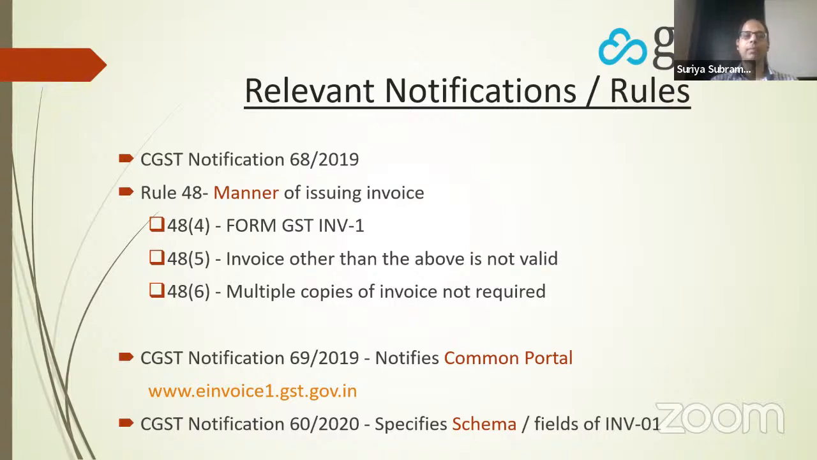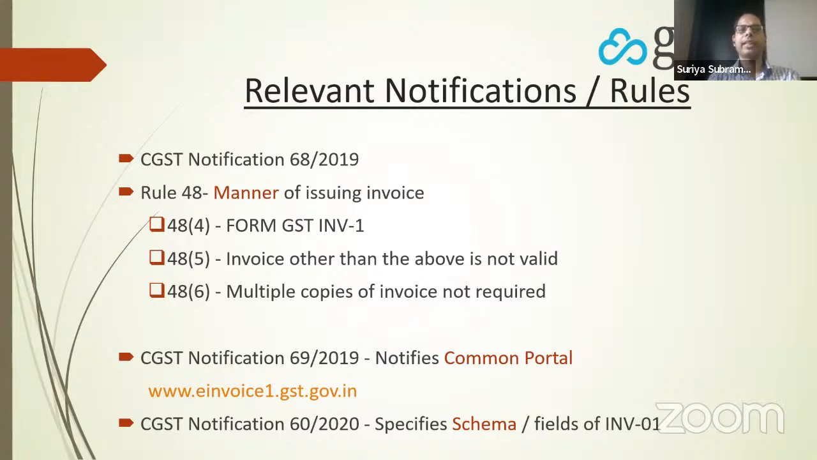And very importantly, sub-rule 5 says an invoice other than the above is not a valid invoice. So until now, people were sending PDF copies of invoices or printing invoices on paper, signing them. These documents are all not invoices. Only an electronic invoice that has an equivalent acknowledgement against it is a valid invoice.